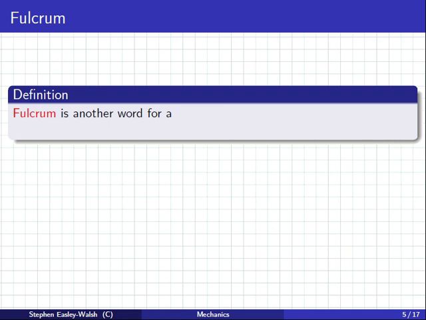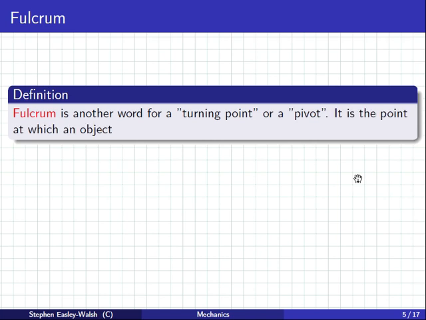So a little bit of vocabulary now. Does anyone know the word fulcrum? Fulcrum is another word for what? The point at which... Oh, come on, you nearly have it. The fulcrum is another word for a turning point or a pivot. It's the point at which the object turns.